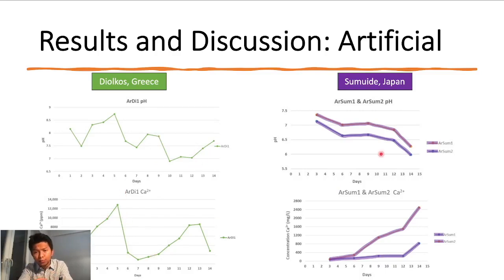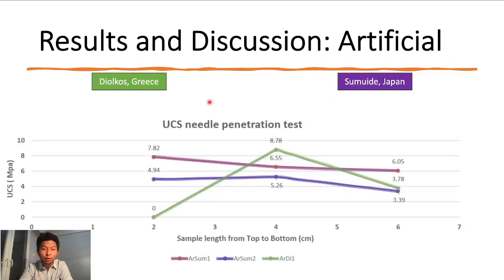For the case of Sumuide, Japan, of course, the one with a higher concentration of bacteria has a lower calcium 2+ concentration and has a higher pH activity. Lastly, we have the results for the USC needle penetration test. The general trend for all of the samples is that the upper portion of the artificial beach rock generally has a higher USC penetration rating compared to the bottom portion of the artificial beach rock.